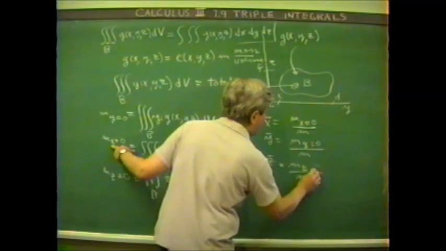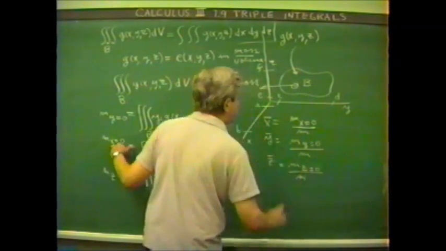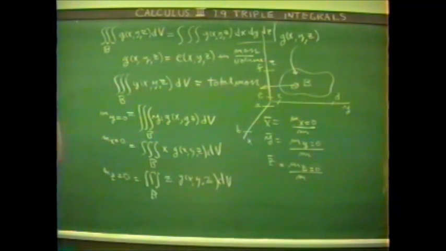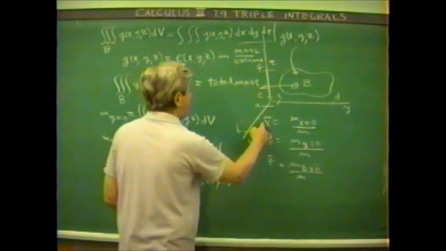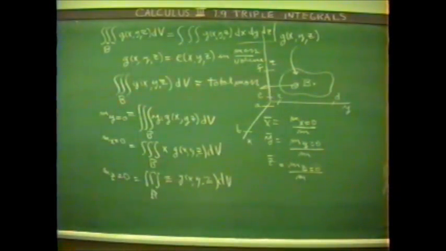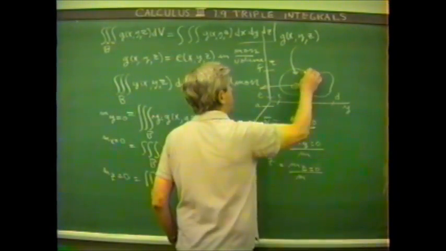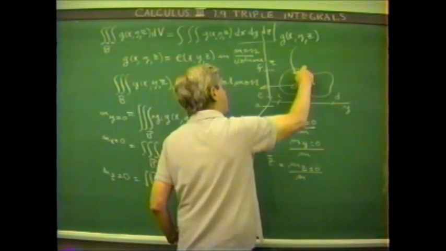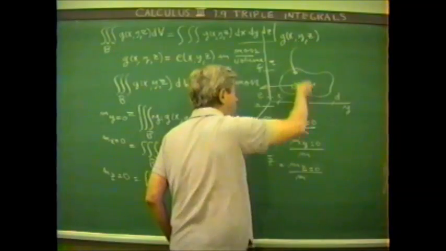Right? This is the moment about z equals 0 here. And the point x bar, y bar, z bar is going to be a point where this thing would balance. That's to say, if you put a hook in here and hung it from a string, it would fall so that this was in direct line underneath the string.